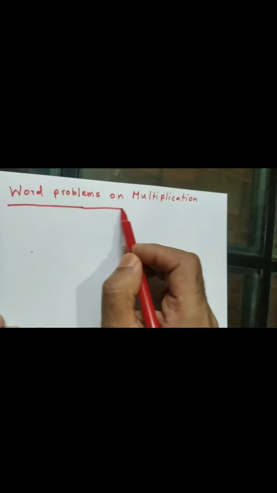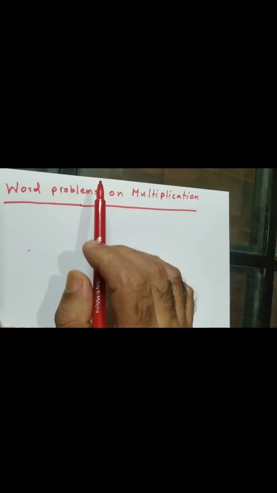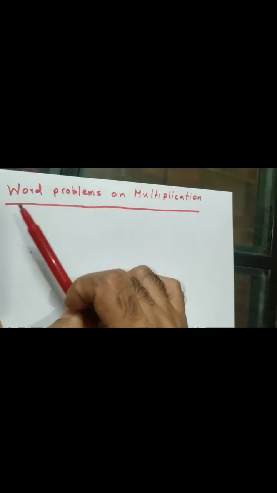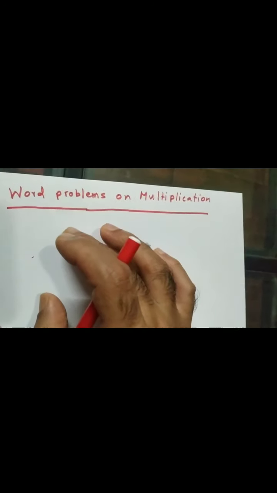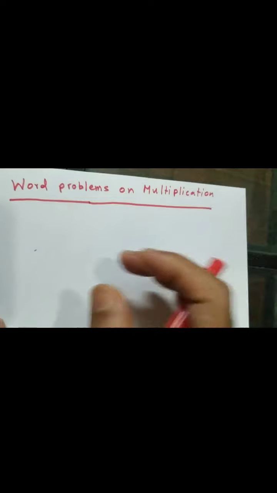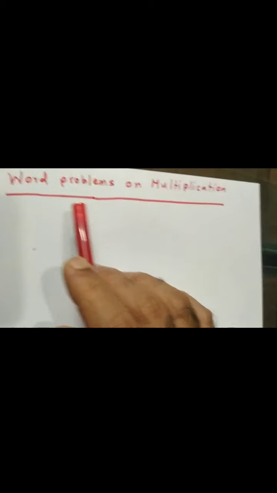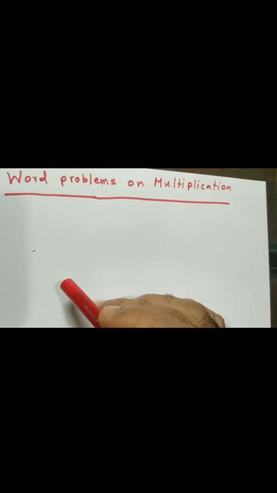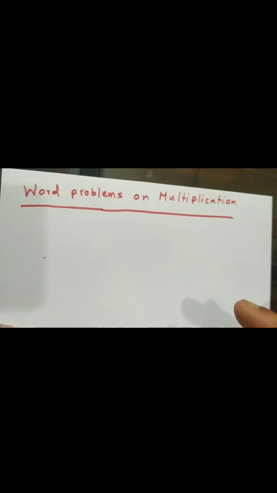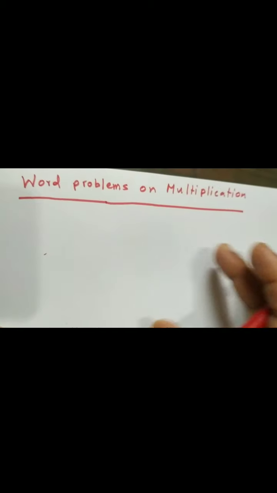First things first, what is actually a word problem? A word problem is a problem in which you will have to deduce what you need to do from a sentence or a description given in words. I repeat, in a word problem, what you need to find out or what you need to do will not be given to you directly. Rather, it will be given in the form of a sentence, in the form of a short story, from where you have to deduce what you need to do.